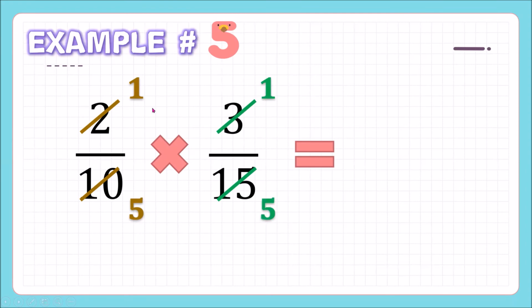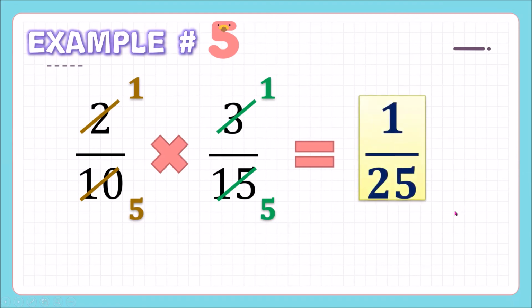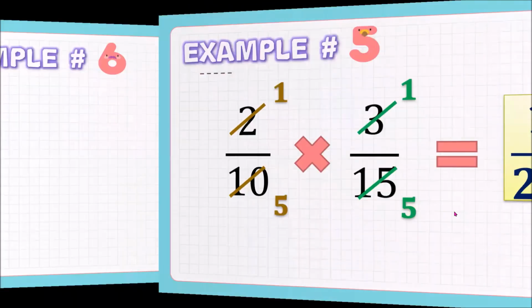So we have here 1 and then 5. So now let's multiply 1 times 1. We have 1. 5 times 5, we have 25. So our answer will be 1 over 25.